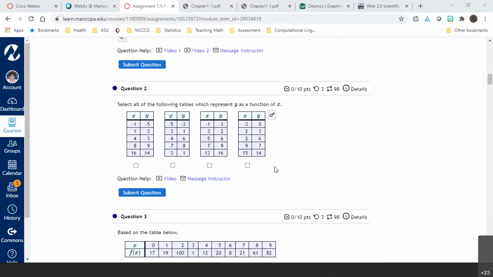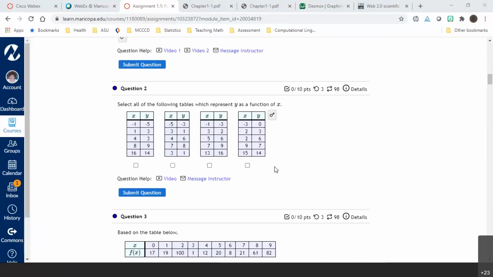Anybody have any questions so far? Okay, so I'm typing it in the chat. Yes. How many retries do we get on each question? My understanding is you can retry the question as often as you want, until you get it right.